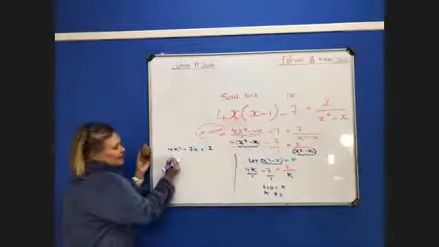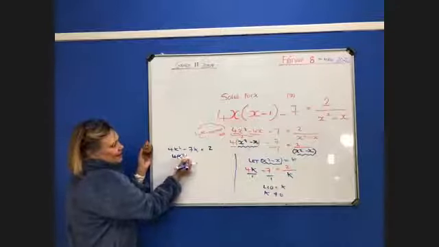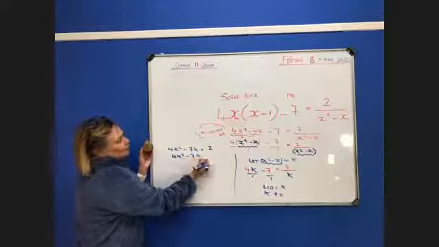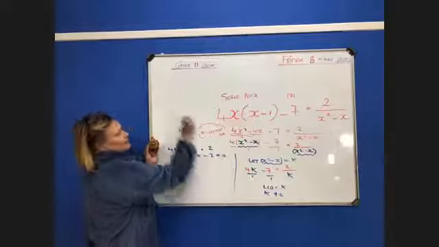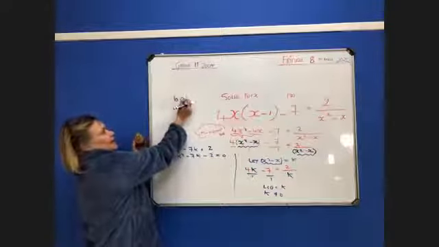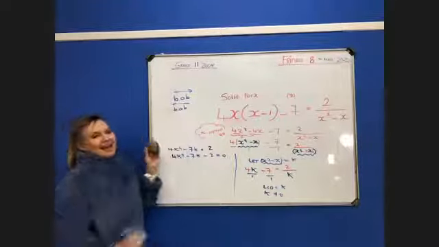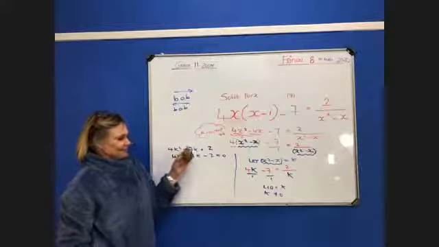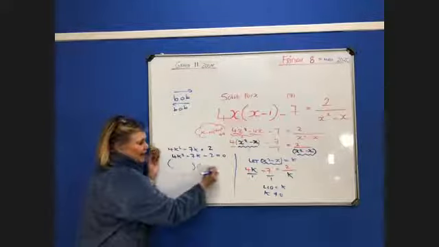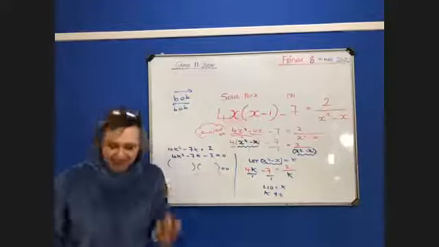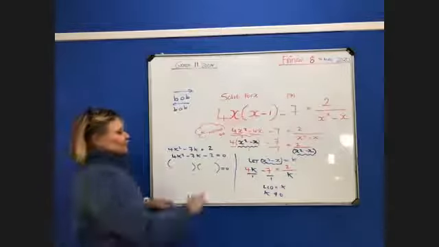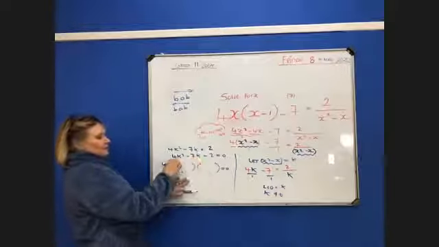What do we do next? Bob is a palindrome. Do you know what a palindrome is? If you say his name forward or backwards, it's the same. What do we do next, guys? We factorize.